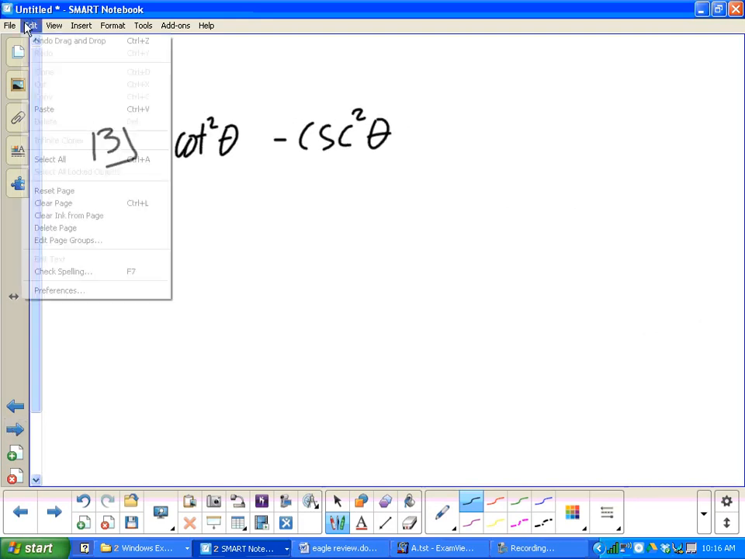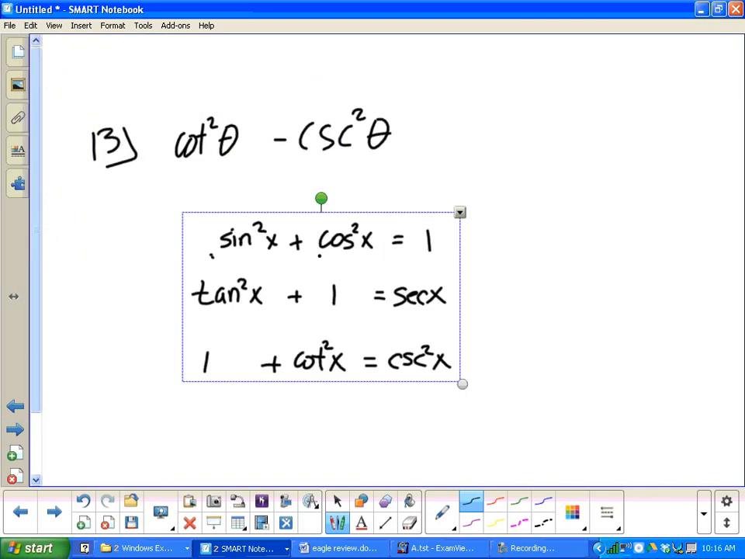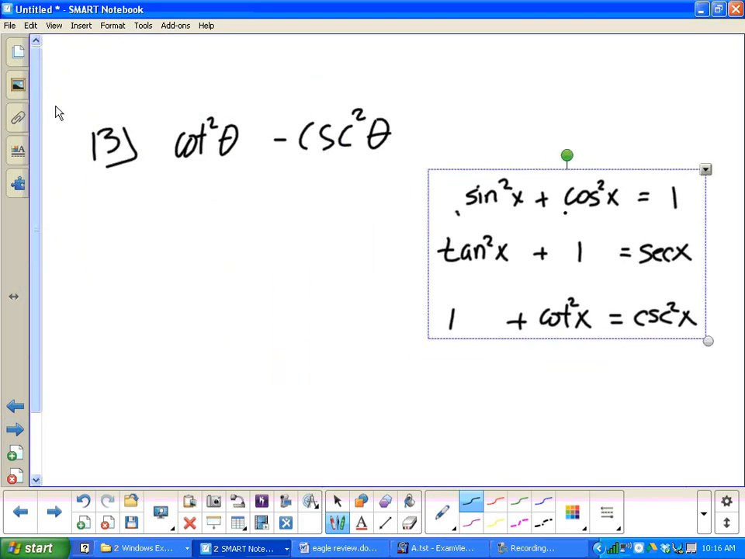All right, show this. All right, here we go. Now, this one's pretty simple too. How can we get cotangent squared minus cosecant squared? All right, subtract this over, but then you're going to have to subtract the 1 over. So that's going to be -1. Okay.